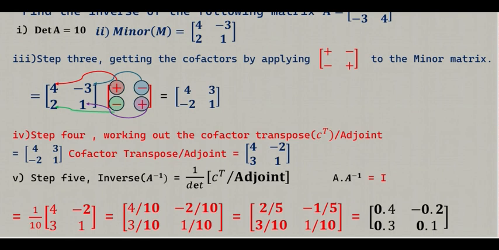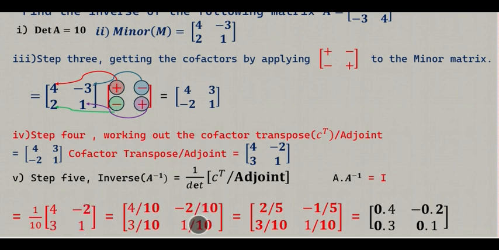So it's 1 over 10, which is the determinant, multiplied by our adjoint, which is this one. Okay, so what do you get when you multiply these two? Remember, this is a scalar value, so you multiply 1 over 10 with every element of this matrix, and finally this is what you get.